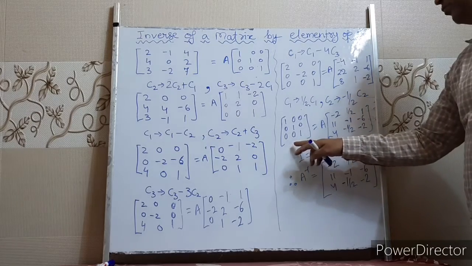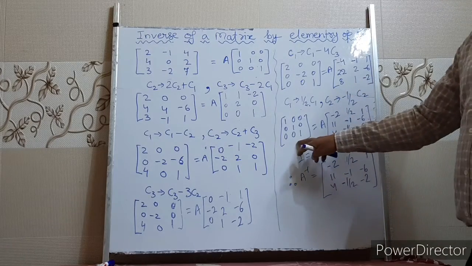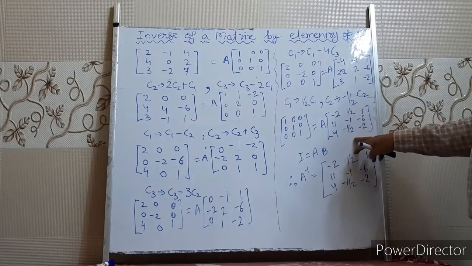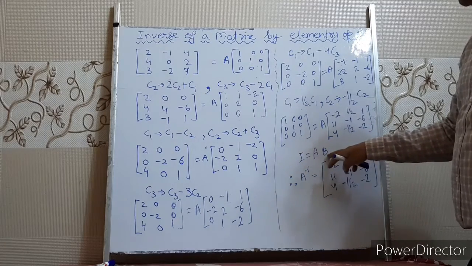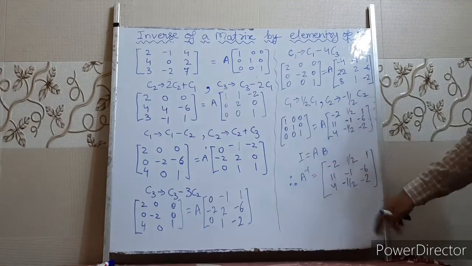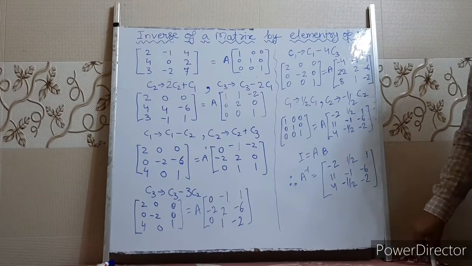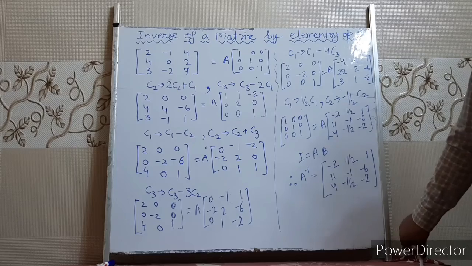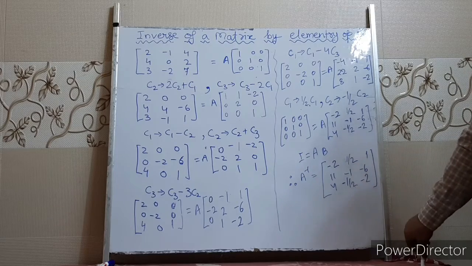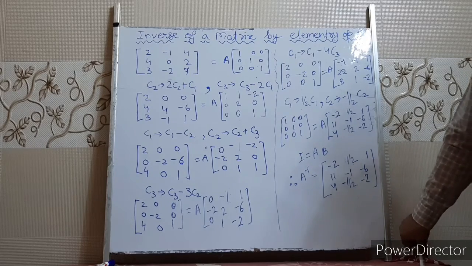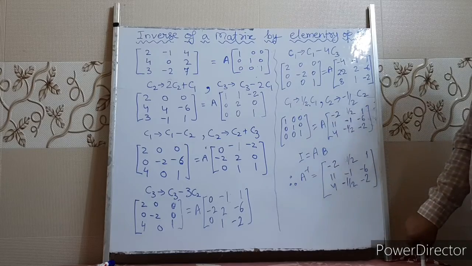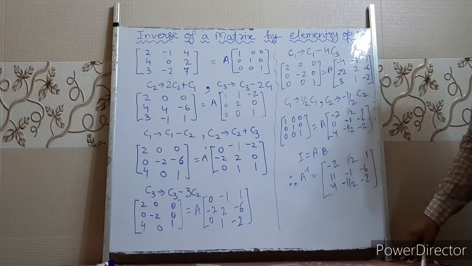So now you can see what we are getting: unit matrix equals A into B. So when this happens, that means this B will be the inverse of A. Understood children? So we have discussed both elementary operations by row and elementary operations by column. So this is the end of the chapter matrices. Our next chapter will be determinants. Please note down.